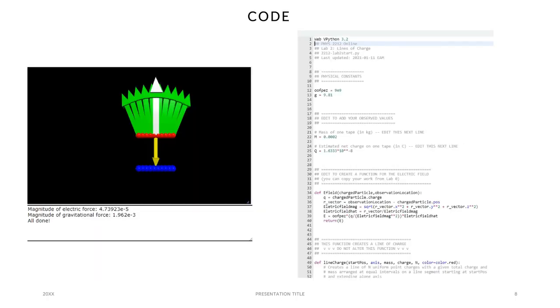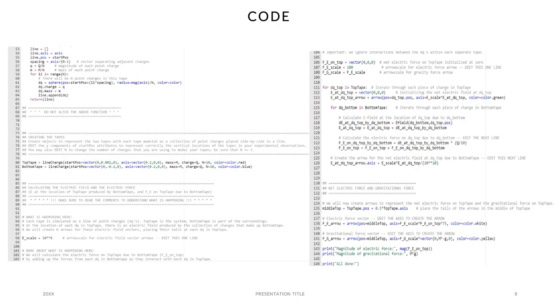This is the code where the computational model is shown on the left, and the code itself, which was given as a template in Lab Manual 2, is shown on the right. The only alterations made to the code were the mass of tape, which we pulled from our experiment in Lab 1, and the estimated charge on one tape, which was computed in Lab 1. And this is the subsequent lines of code that weren't shown in that first slide.